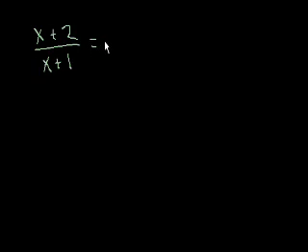Let's have, let me say, x plus 2 over x plus 1 is equal to, say, 7. So here, instead of having just an x in the denominator, we have a whole x plus 1 in the denominator, but we're going to do it the same way. To get that x plus 1 out of the denominator, we multiply both sides of this equation times x plus 1 over 1 times this side.